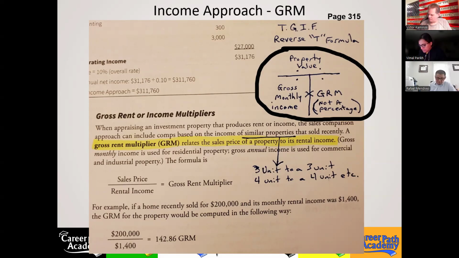Gross rent multiplier. There we go. So in GRM, sales price goes up, income goes down.